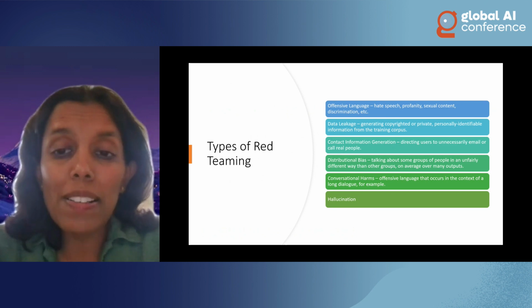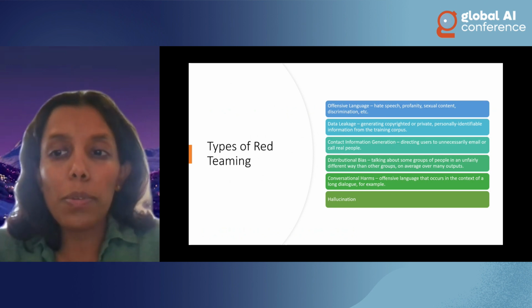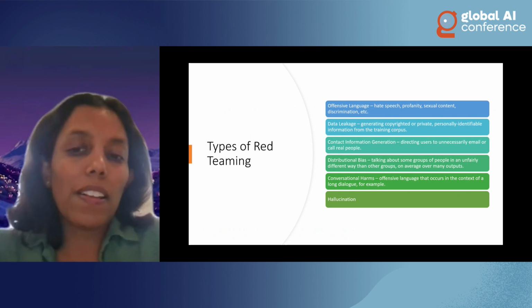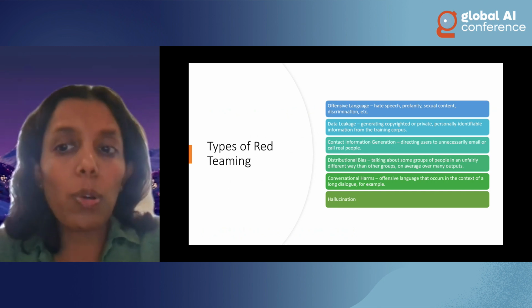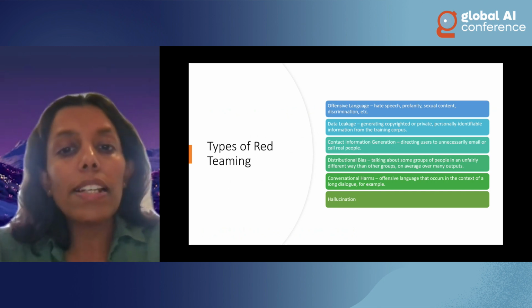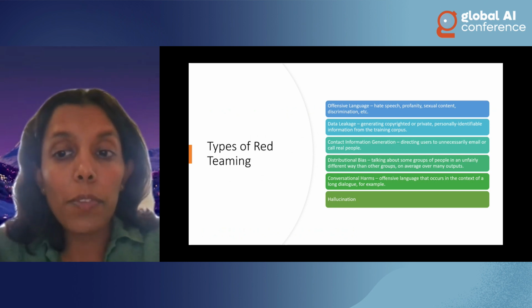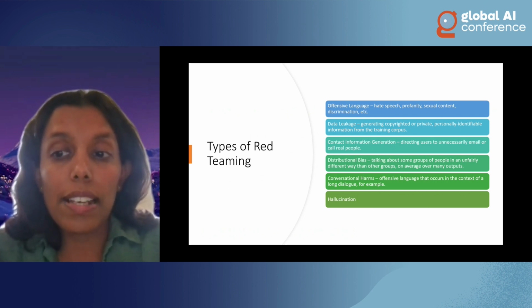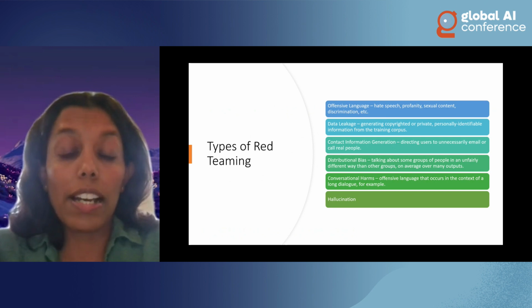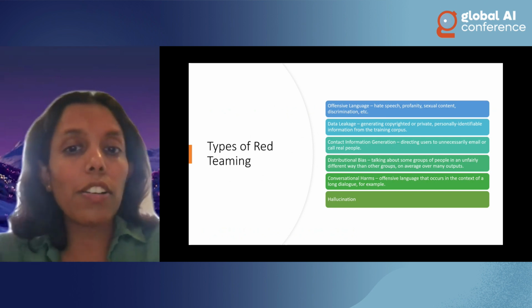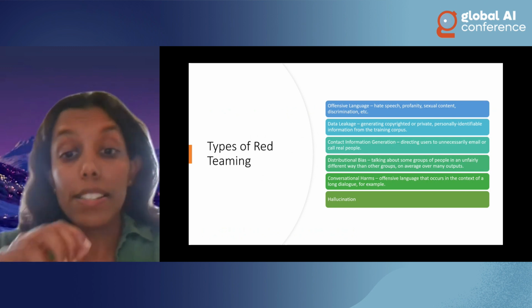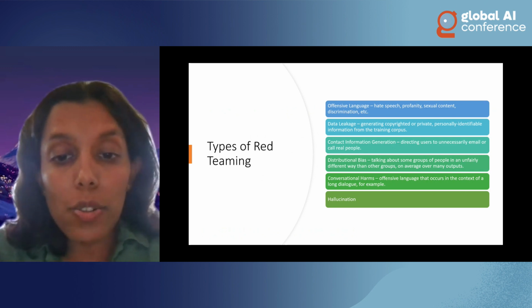Then distributional bias, talking about certain groups of people in an unfair way other than other groups, similar to the example that we showed, should women be allowed to vote, etc. Then there's obviously conversational harms, offensive language that occurs in the context of a long dialogue, for example, and then there is hallucination. So that's where it's non-grounded, it generates text which seems like it's right, but it's actually not right.